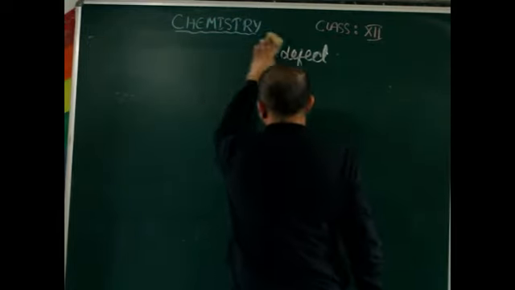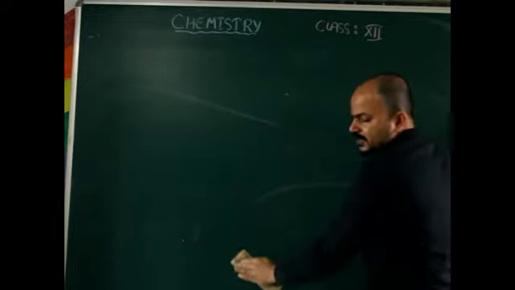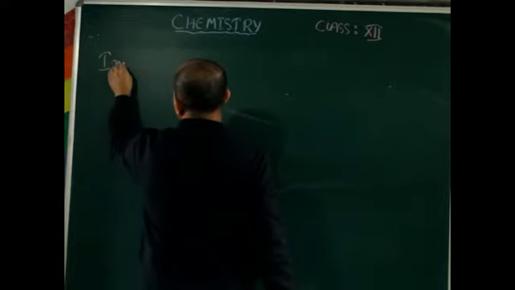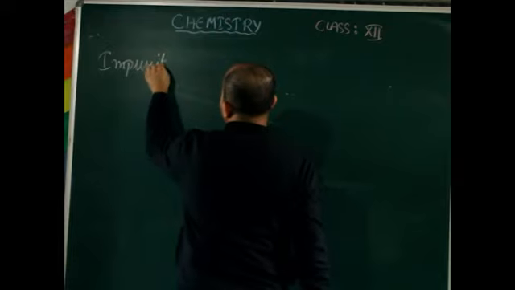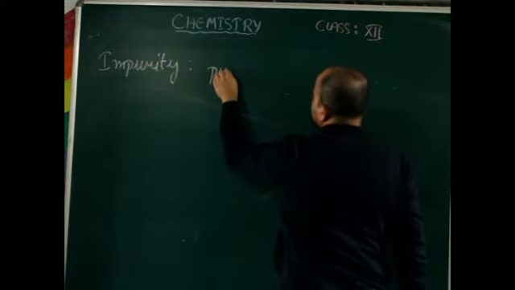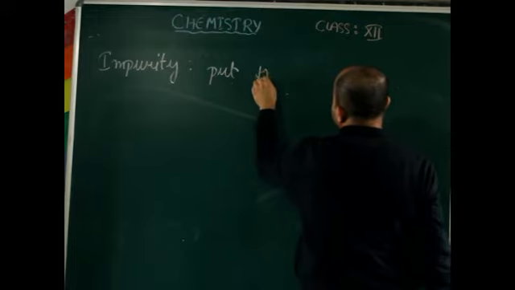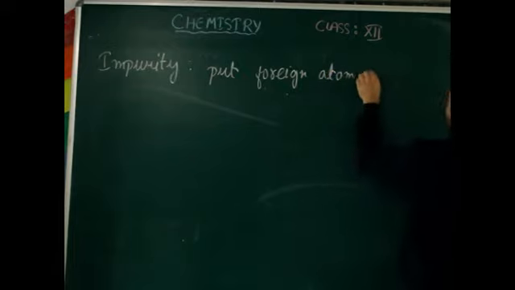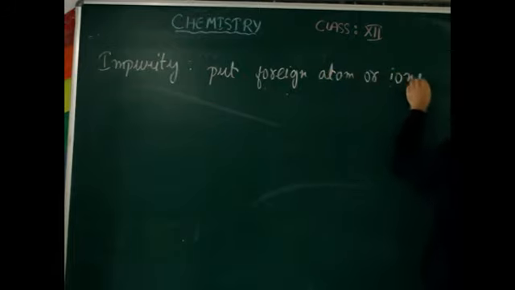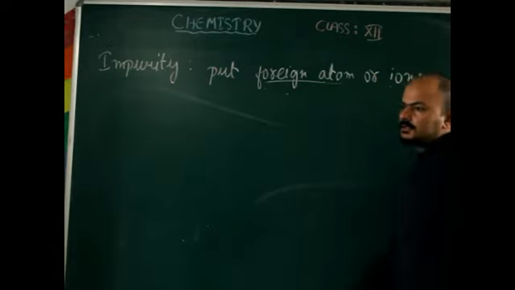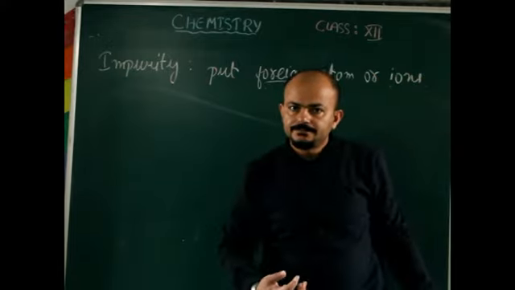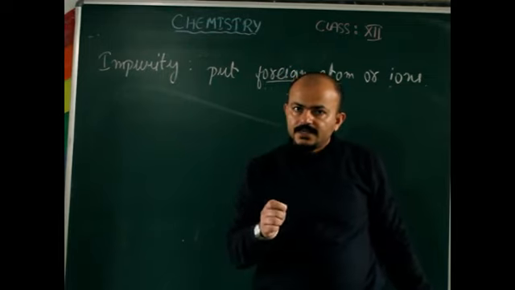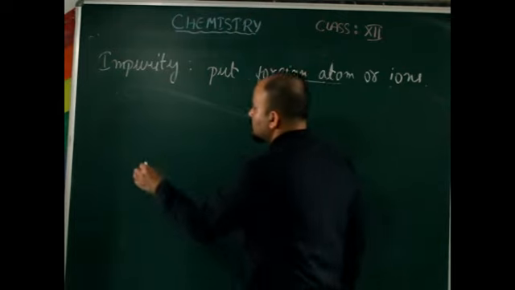So now we have moved on to impurity defect, the third kind. You put foreign atoms or ions in one particular system, a minute amount of another type of particles in that system. Now this may come and occupy the interstitial position.